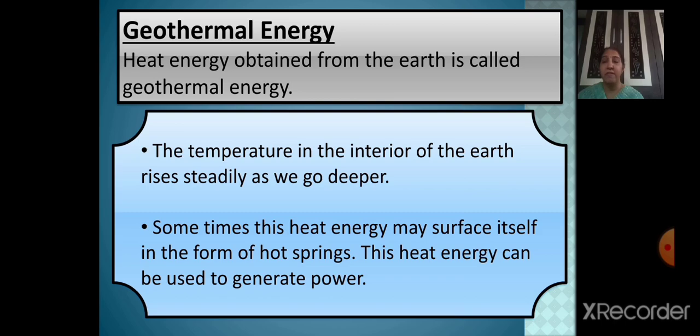So sometimes this heat energy may surface itself in the form of hot springs. This heat energy can be used to generate power. So geothermal energy in the form of hot springs has been used for cooking, heating and bathing for several years. That has been used in ancient times also, and even at present.